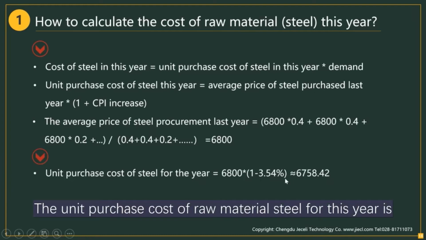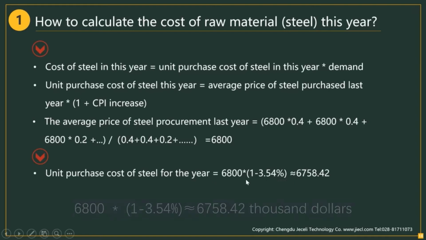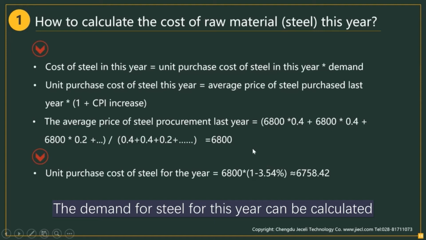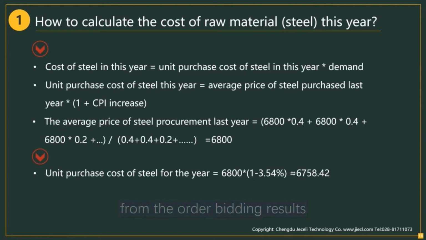In the macroeconomic data module, we can get the CPI increase of minus 3.54% for the previous year. The unit purchase cost of raw material steel for this year is 6,800 times 1 minus 3.54%, which is approximately equal to $6,758.42 thousand.